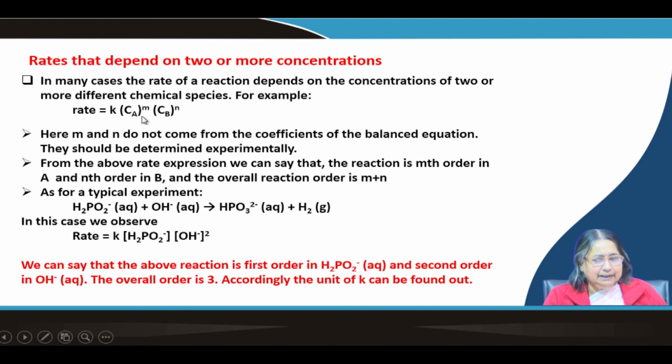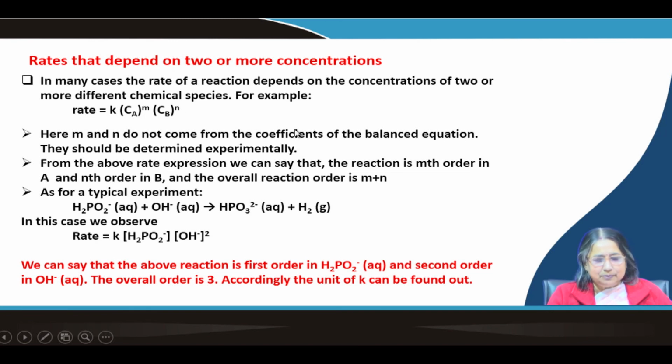You have to remember that m and n do not come from the coefficients of the balanced equation. It is not like m A plus n B giving product. It may happen like that, but it is not like that. m and n should be determined experimentally.